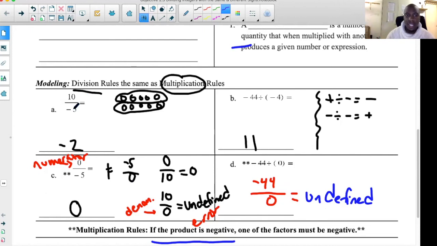Take your time, work on the independent practice, divide these numbers as best you can. Do it without a calculator. I believe you can do that. And then we'll take our time and go over it in class together.